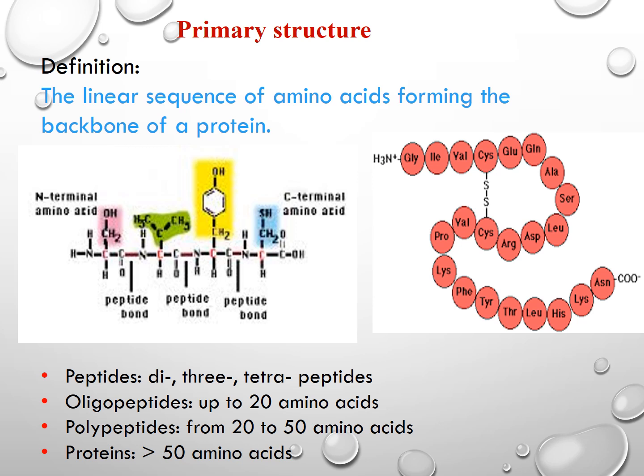In the primary structure, the peptides are formed. For example, dipeptides, tripeptides, and tetrapeptides are formed. Oligopeptide chains are also formed when the number of amino acids is up to 20. Polypeptides are formed when the amino acids range from 20 to 50 in the chain, and the whole protein molecule is formed when more than 50 amino acids are present inside the chain.